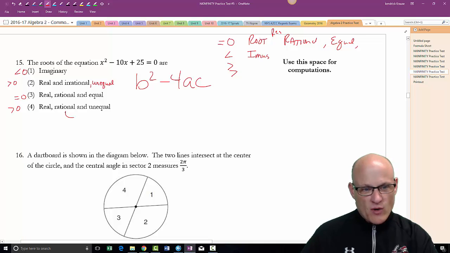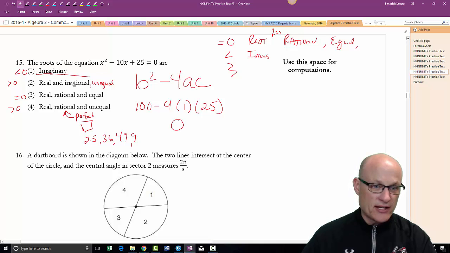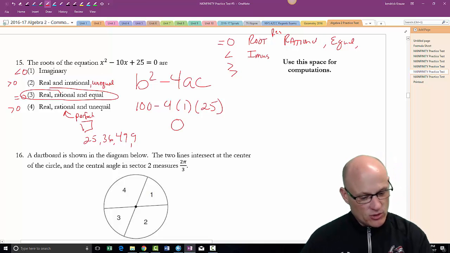This one, because it's rational, would be a perfect square, like 25, 36, 49, 9, things like that. So let's see what's going on. We got 100 minus 4 times 1 times 25, and if I type that in my calculator, I get 0 out. So the big winner is not that one. The big winner is this one: real, rational, and equal.